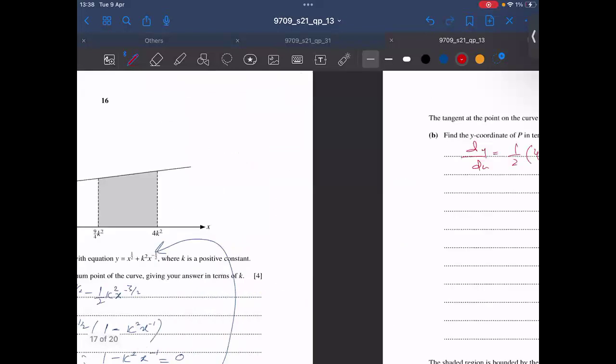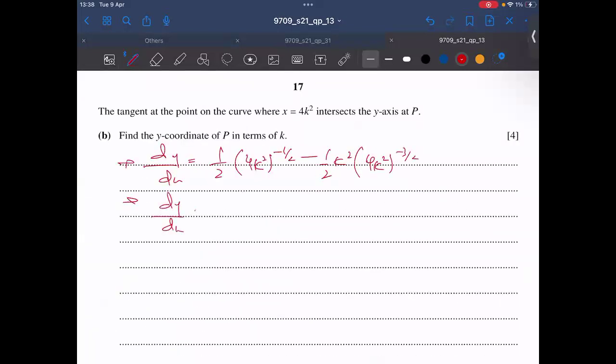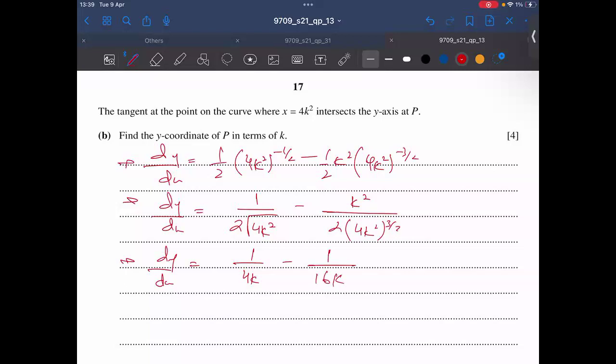All right, what is the gradient at this point? This is going to be 1 over 2 square root of 4k square minus 1 over 2, k square over 2, 4k square to the power of 3 over 2. All right, so it's going to be 2k and 1 over 4k, and this is going to be 2k and it's going to be 8k cube. 8k cube times 2 is 16k cube, and so if you're going to simplify, it's going to become 1 over 16k. So what is going to be the gradient? It's going to be 4 minus 1, 3 over 16k.